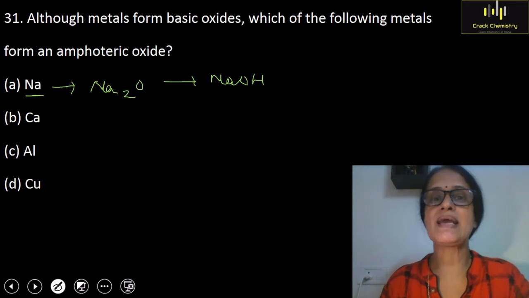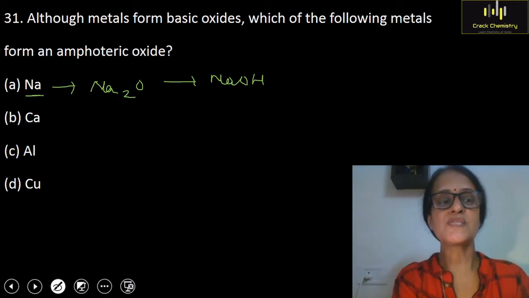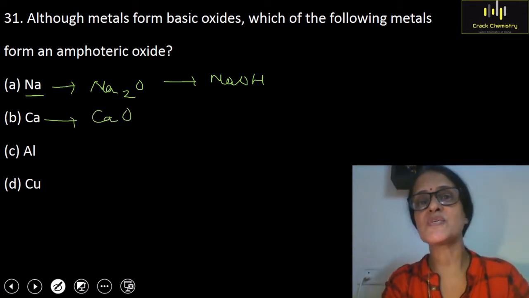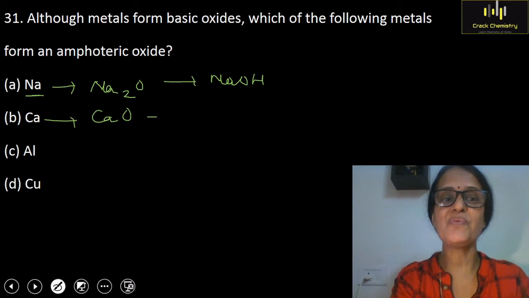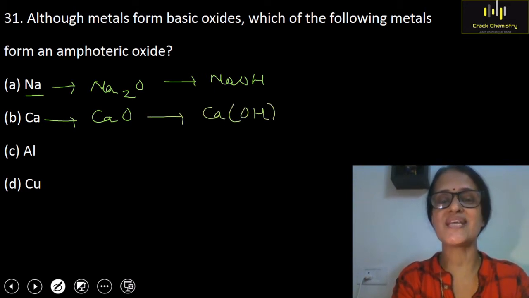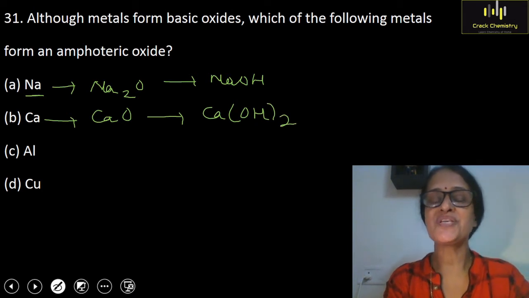If you look at calcium, calcium also forms a basic oxide. The oxide of calcium is CaO. And when this calcium oxide is dissolved in water, it forms a base which is calcium hydroxide, Ca(OH)2. So option A and B are not the correct options.